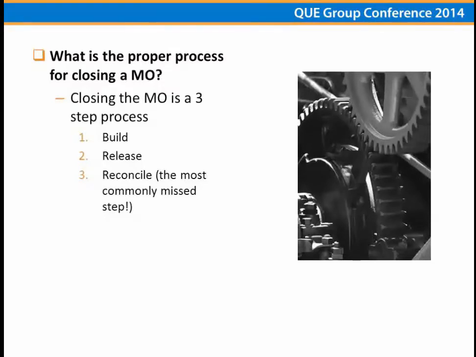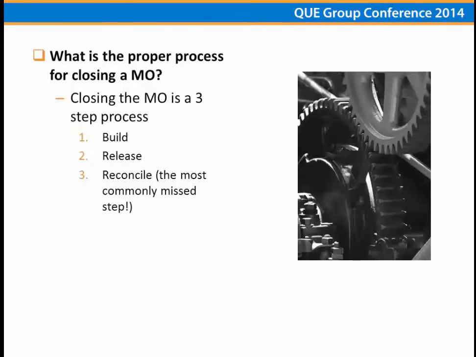So I'll go through this with you and show you what each step does. But the reconcile part is the most commonly missed step, and it may even be a step that some of you are missing out there. You are able to change the status on the manufacturing order to closed, and it can appear to be closed for all intents and purposes, but there's still some accounting functionality that hasn't happened yet if you haven't done the reconcile step with your manufacturing order.